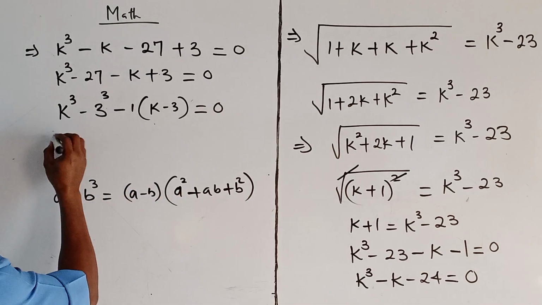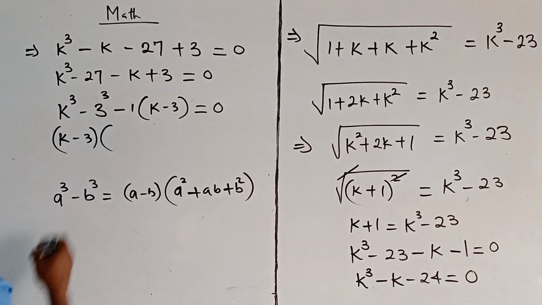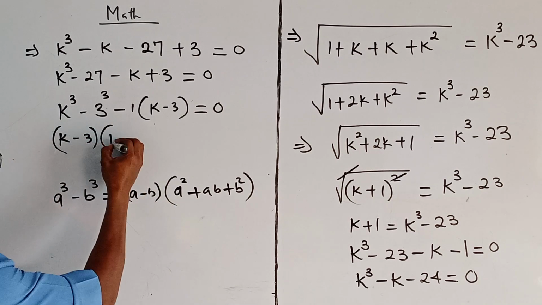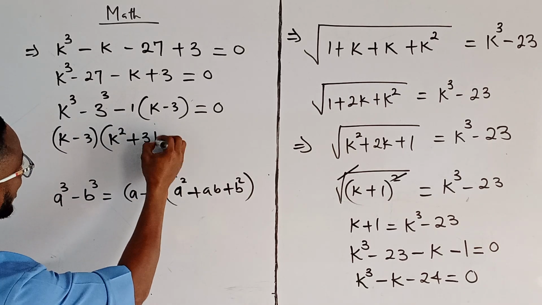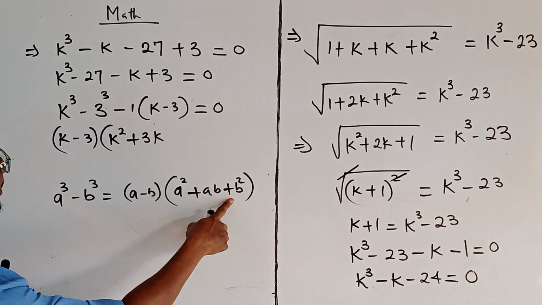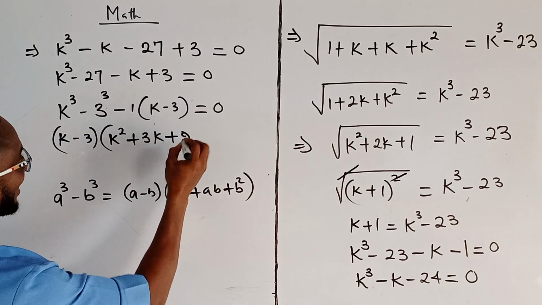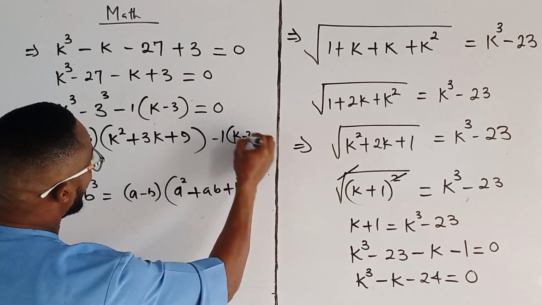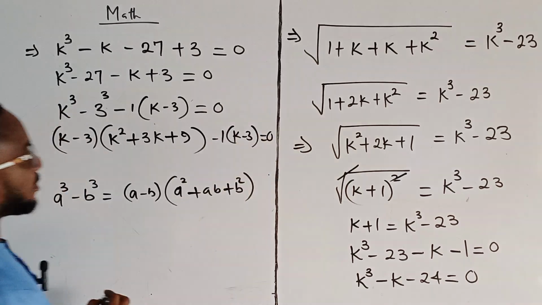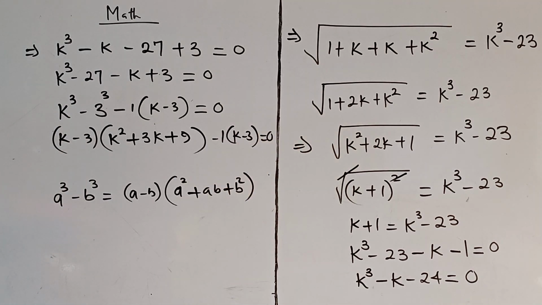So that would be k minus 3 in one parenthesis. Then I will take k and square it, take k and 3 and multiply it, that will be 3k. Then take b, which is 3, and square it. That becomes 9. Then minus 1 into k minus 3, everything equal to 0. Okay, the spacing is quite tight, but I think it's visible.